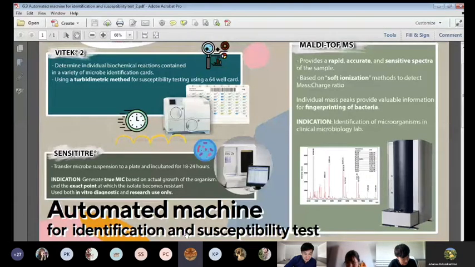Hi guys, today we're going to talk about advanced diagnostic tools and indications of automated machines for identification and susceptibility tests. Advanced microbiology technologies have been improving our ability to diagnose infections by increasing the speed of clinical microbiology identification and susceptibility tests, with convenience and high accuracy. The machines being used nowadays are VITEK, Sensititre, and MALDI-TOF. First, let's concentrate on VITEK.